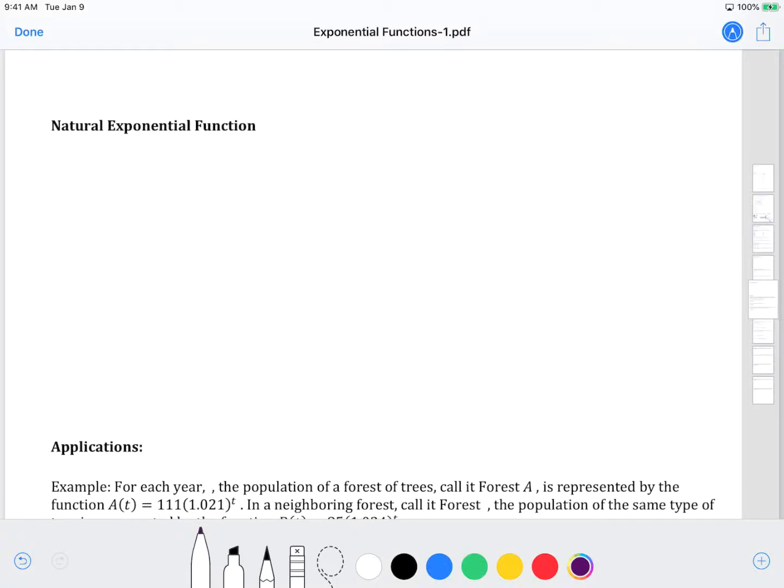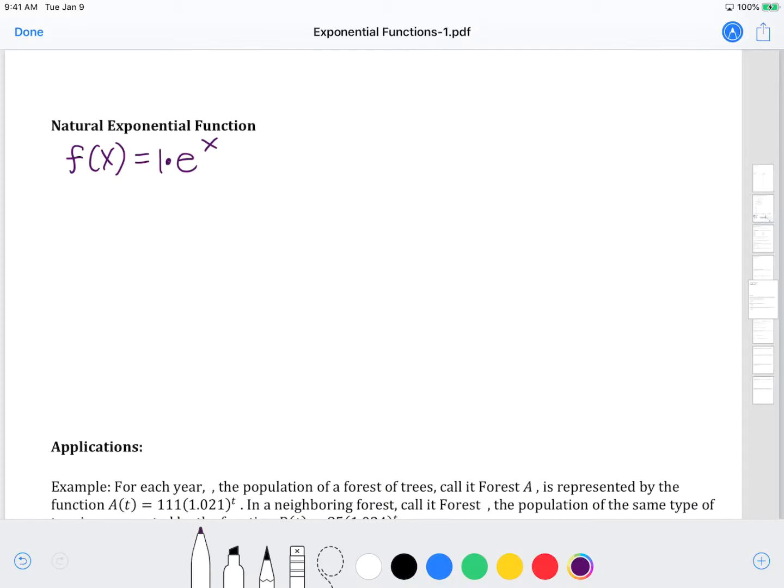Okay, now we're going to discuss natural exponential functions. A natural exponential function is a special function that you see a lot for growth applications. And the natural exponential function is the function f of x is equal to e to the x. Now, even though we don't write it in there, we can assume that there is a coefficient of 1 in front of that e.